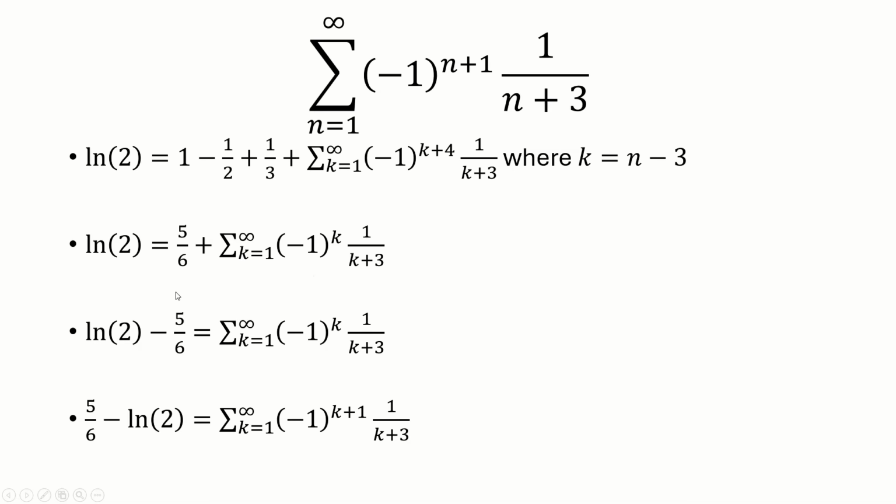And so now I can subtract 5 over 6. But I want to get to n plus 1, so I could just multiply both sides by negative 1. So the negative 1 to the k becomes negative 1 to the k plus 1. And so on the left we have 5/6 minus natural log 2. And note that here I have k, but that's the same thing as having n here. So the final answer is going to be 5/6 minus natural log 2.